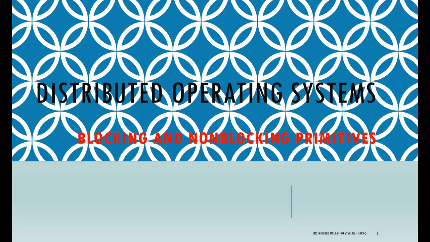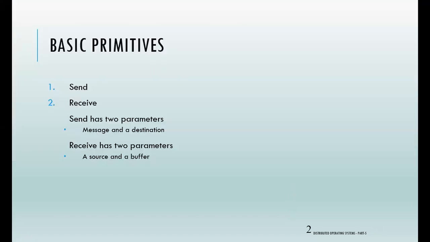In this video, I am going to talk about the blocking and non-blocking primitives. The basic primitives are send and receive. Send has two parameters, message and a destination. Receive has two parameters, source and a buffer.